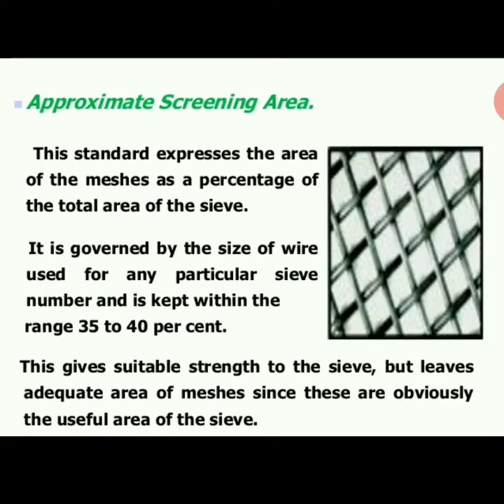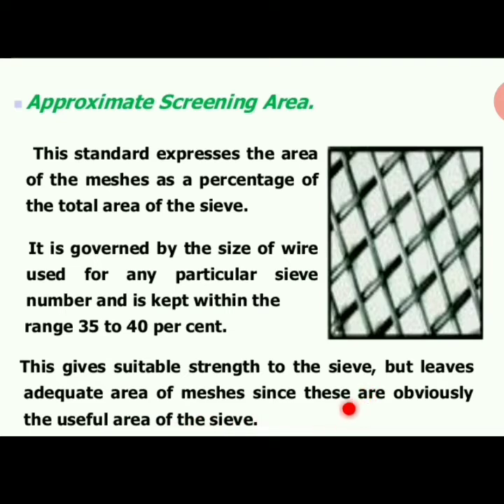This standard expresses the area of the meshes as a percentage of the total area of the sieve. It is governed by the size of wire used for any particular sieve number and is kept within the range of 35 to 40%. This gives suitable strength to the sieve but leaves adequate area of meshes, since these are obviously the useful area of the sieves.